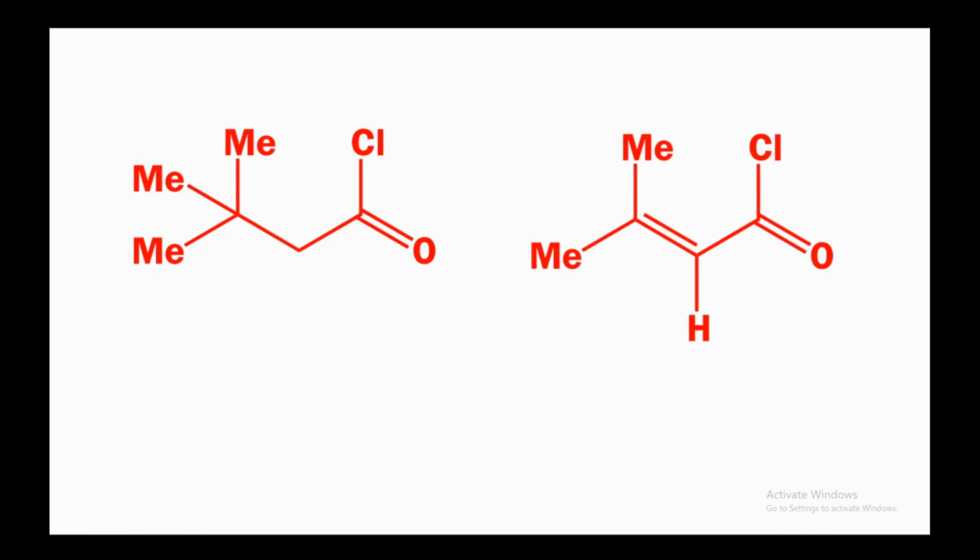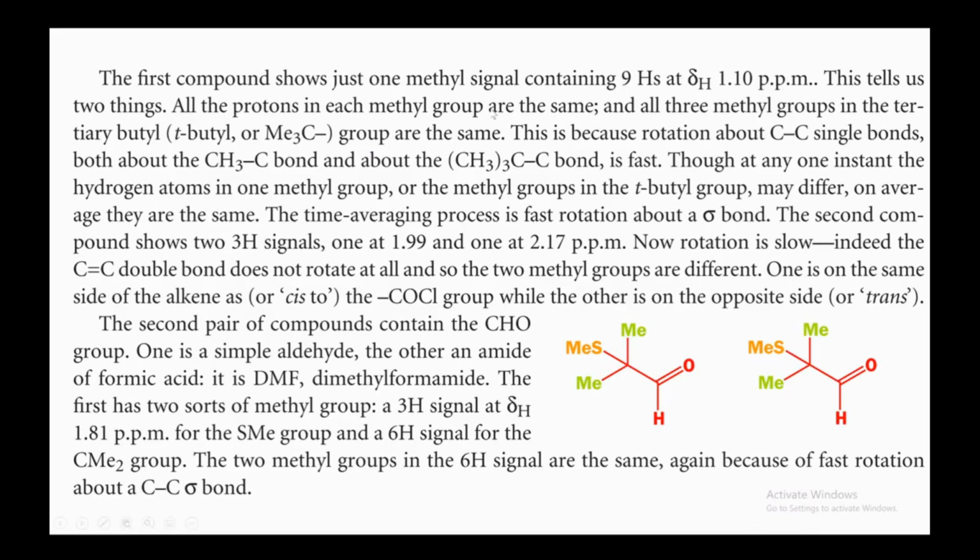Every methyl group contains 3 hydrogens, so 3 methyls will contain 9 hydrogens. This tells us two things. All protons in each methyl group are the same, and all 3 methyl groups in the tert-butyl group are the same. This is because rotation about the CH3-C bond and about the C-C bond is fast. Though at any one instant the hydrogen atoms in one methyl group, or methyl groups in the tertiary butyl, may differ, on average they are the same. The time averaging process is fast rotation about a sigma bond.